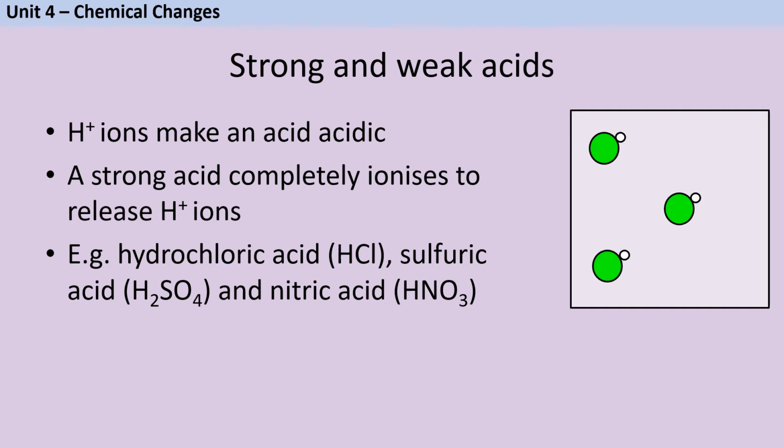So if we look at our strong acids like hydrochloric acid, sulfuric acid, nitric acid and some others you won't meet until after GCSE, when they dissolve in water they immediately completely dissociate or ionize. They break apart and release their hydrogen ions. So in this picture here, the little white circles are hydrogen, and when that acid dissolves, the hydrogen ions are immediately released, and this will make the solution acidic.